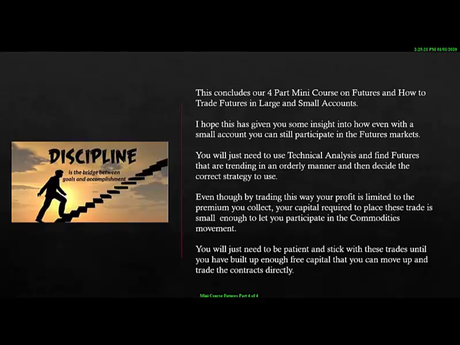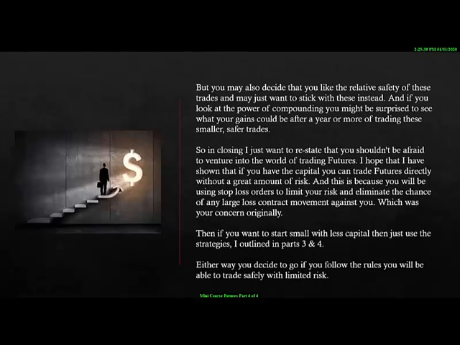And even though by trading this way your profit is limited to the premium you collect, your capital required to place these trades is small enough to let you participate in the commodities movement. You just need to be patient and stick with these trades until you've built up enough free capital that you can move up and trade the contracts directly.